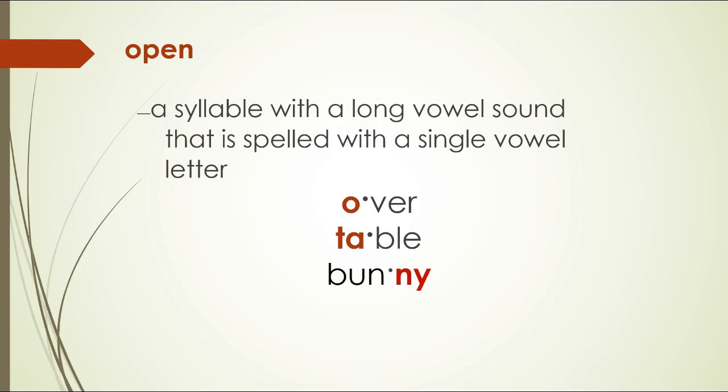And bunny has 2 syllables, the N and the Y. Remember, Y can sometimes be a vowel, and in this case it's a long vowel. So keep in mind, these examples all had more than one syllable. But we also have words such as he that can only have one syllable, and it is also a word at the same time. But he is an open syllable.